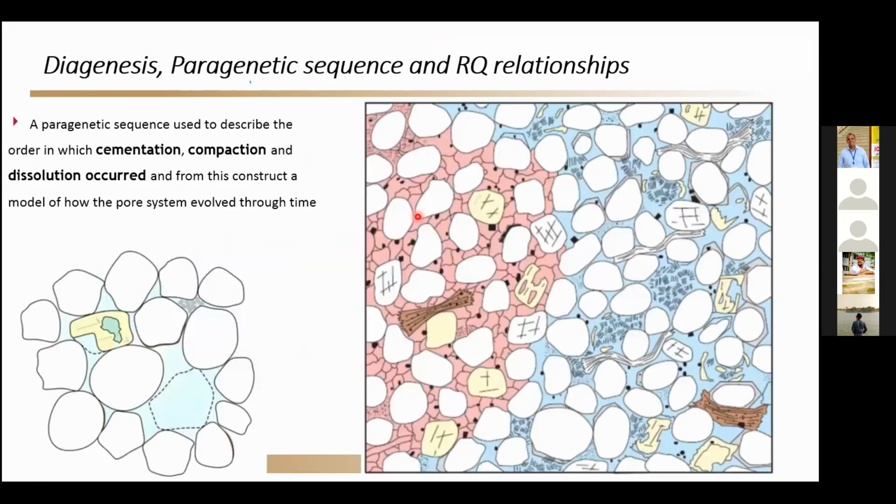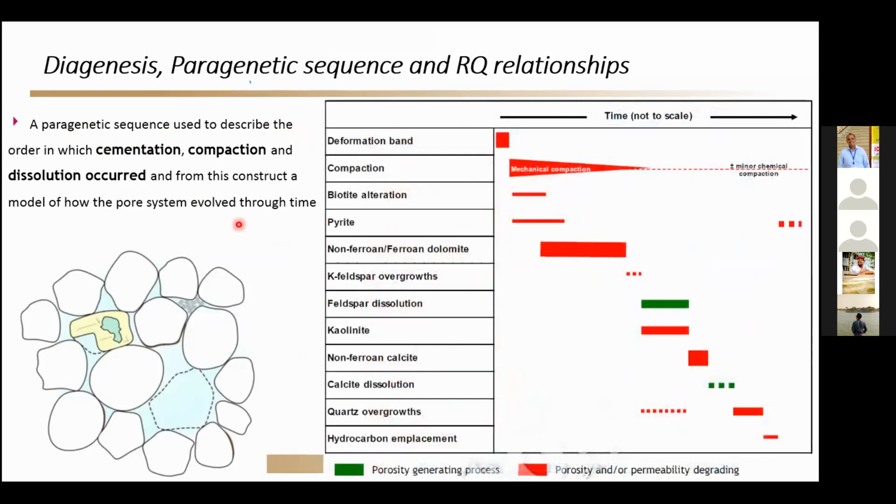The diagenesis is very critical, and you have to make a paragenetic sequence. What is the paragenetic sequence? I have to make a time relationship with the factors affecting my reservoir quality. I have to know in which stage the cementation blocked my pore throat, and the compaction, the dissolution, which enhanced my reservoir quality. I have to build this diagenetic model based on the porosity enhancing or the degrading of permeability.